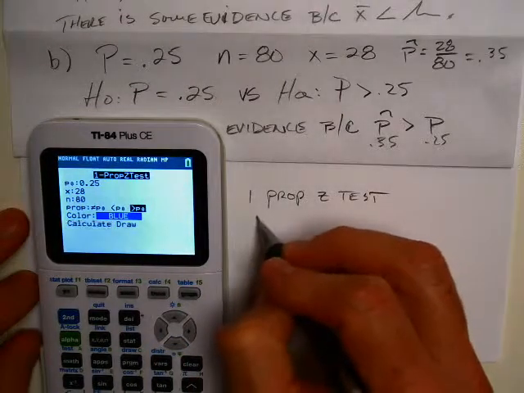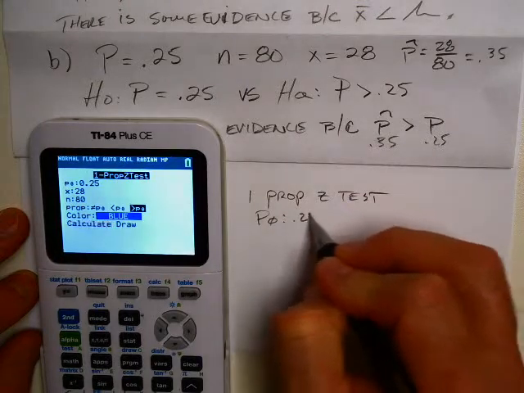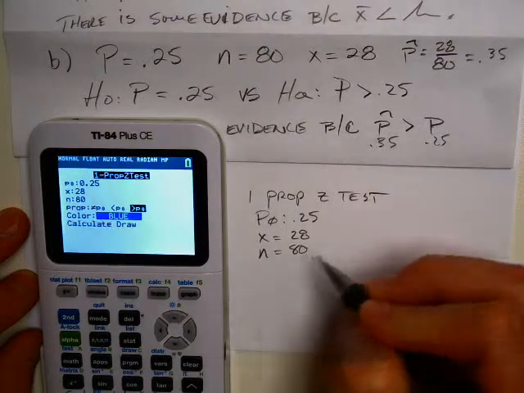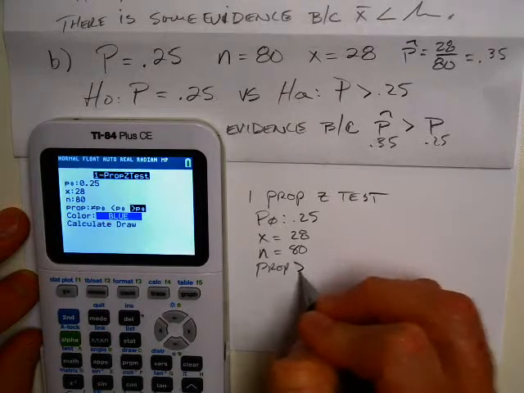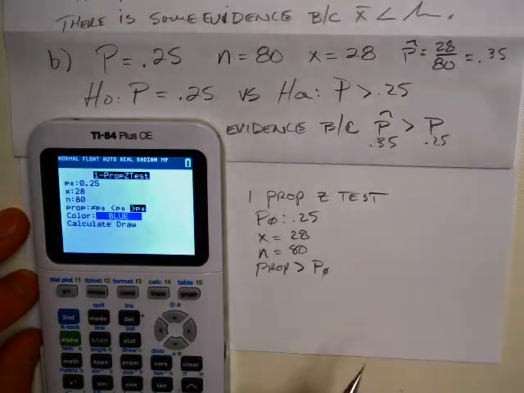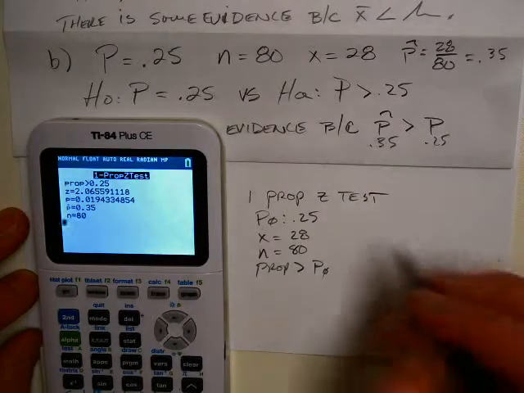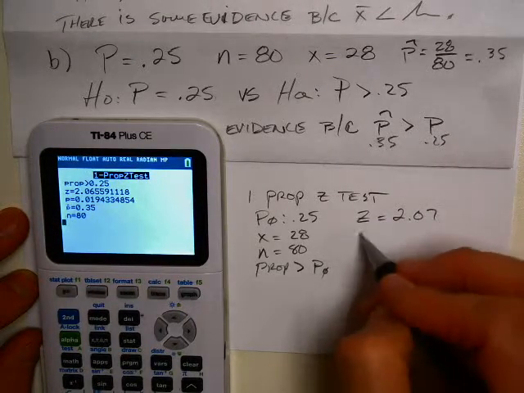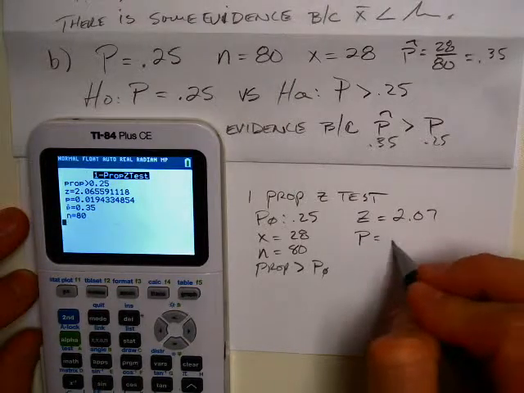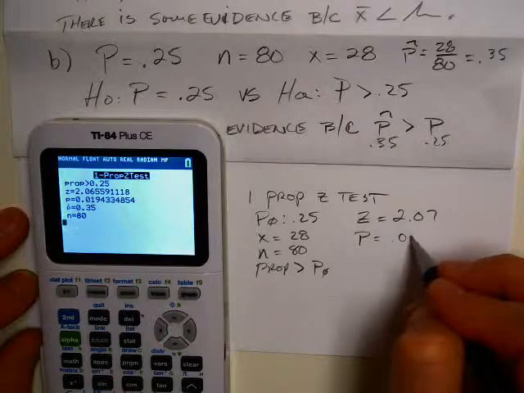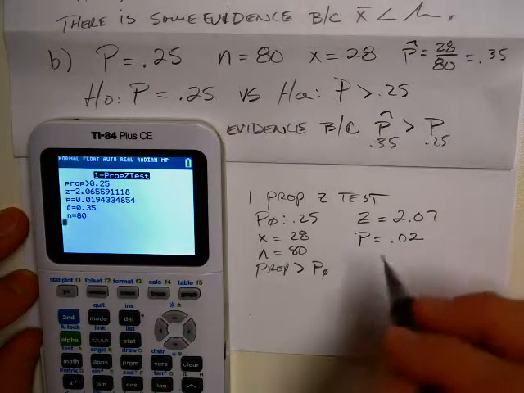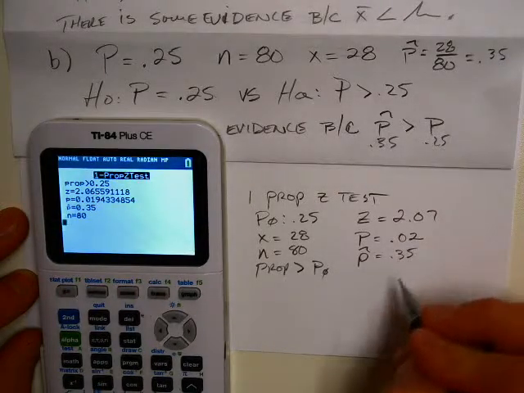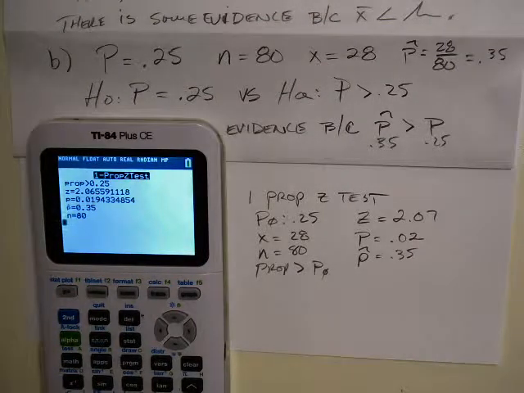So maybe I write this down. P sub naught, 0.25, x, 28, n, 80, prop greater than p sub naught, and I get a z-score of 2.07 about. The p, this is the one I care about, 0.0194, I'm just going to go 0.02. And the p hat, it calculates it for us, although I think I've got it up there already. And n is 80, I've already got that guy, so that's already written in.